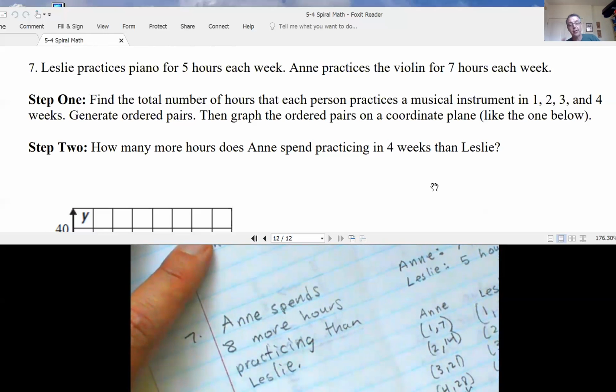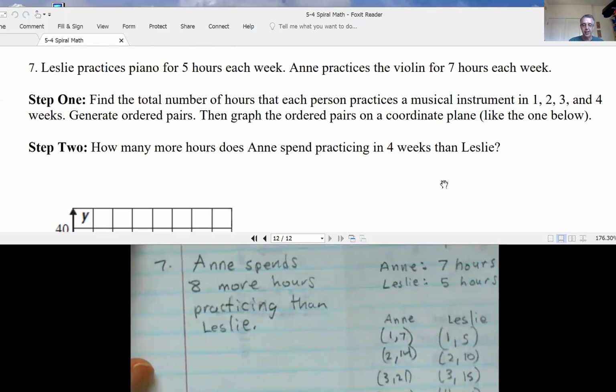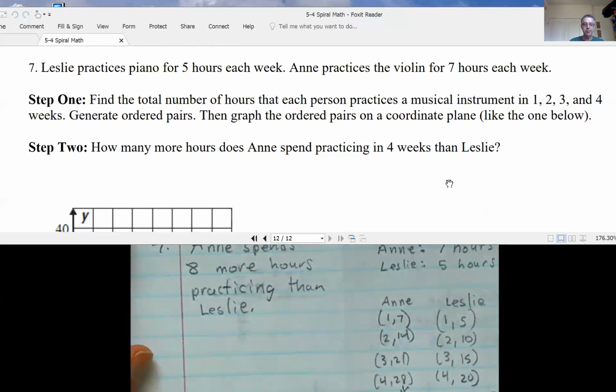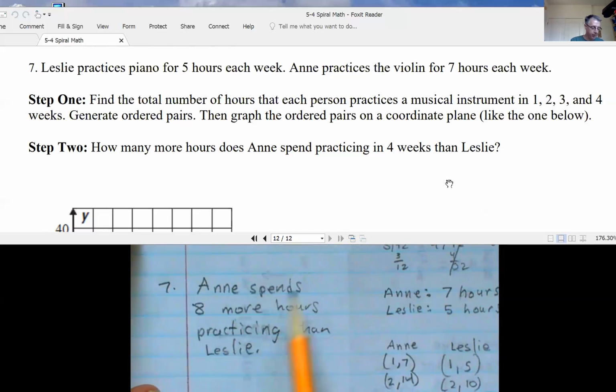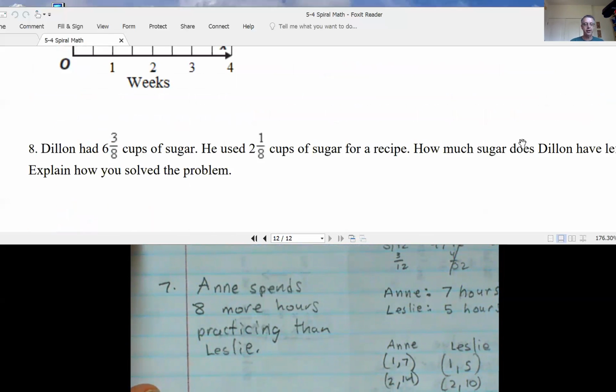Good. I'm really proud if you got all the way through that, boys and girls. That was a complicated one. Lots of details, but if you read it through, you'd be fine. The answer sentence is Ann spends 8 more hours practicing than Leslie. Let's go ahead now and go on to number 8, our final one.